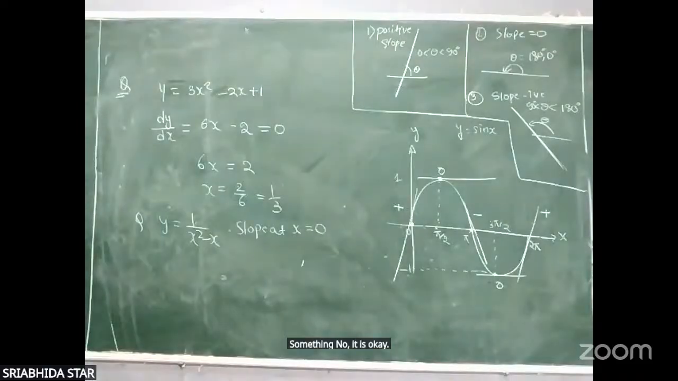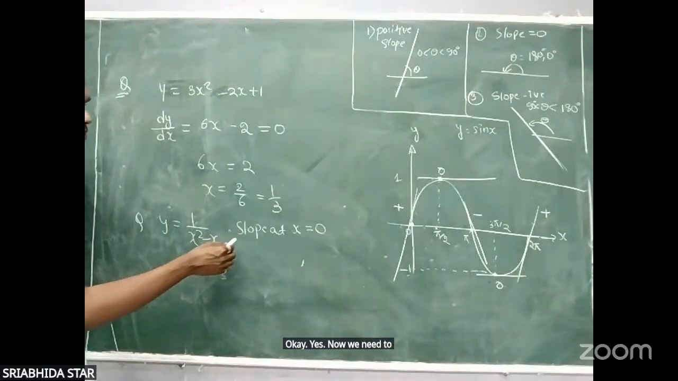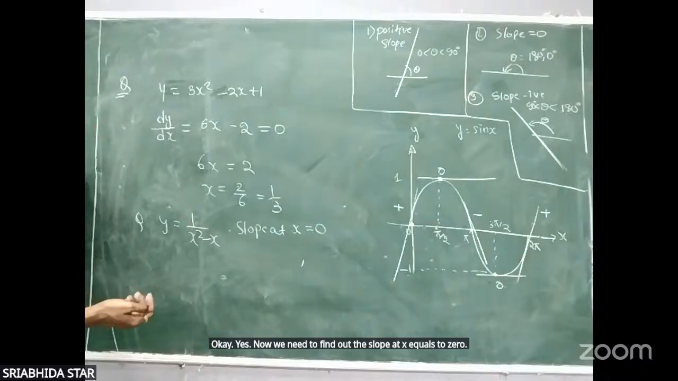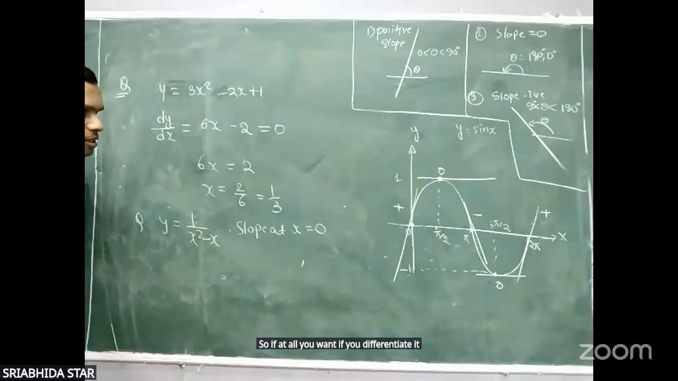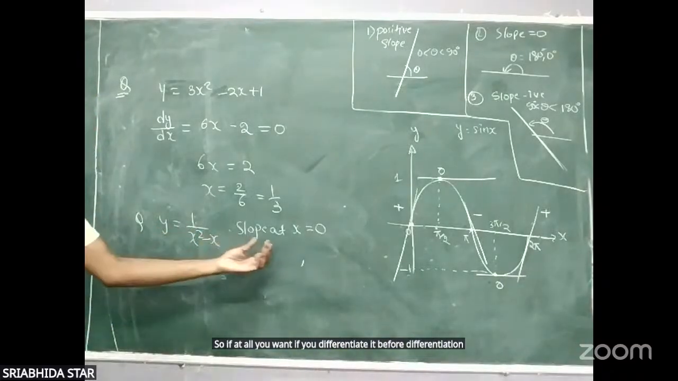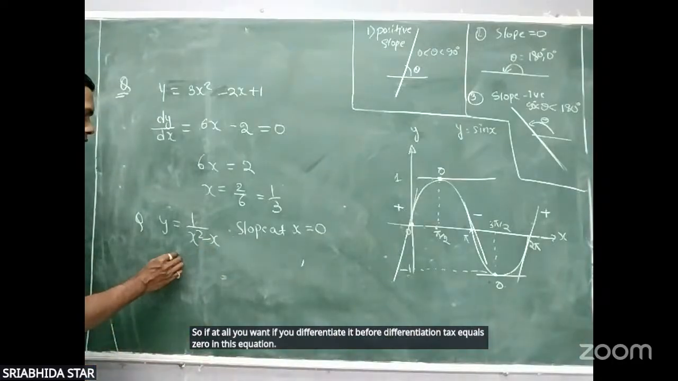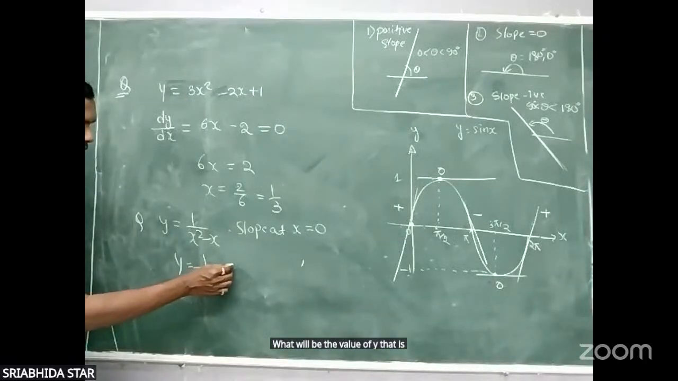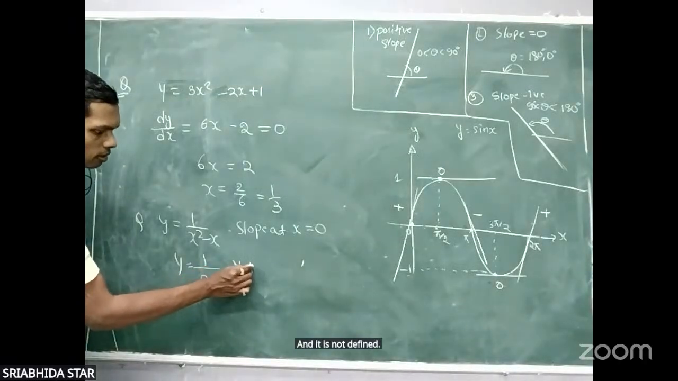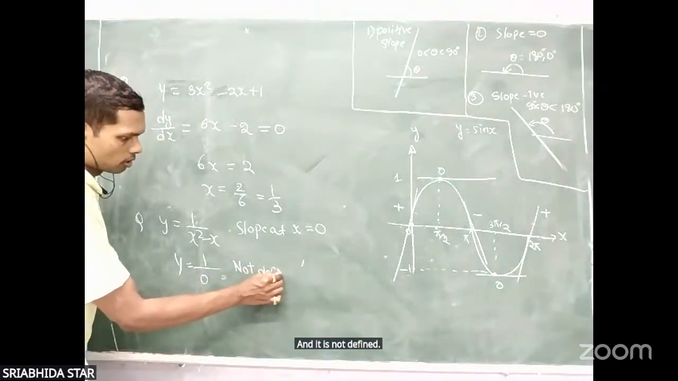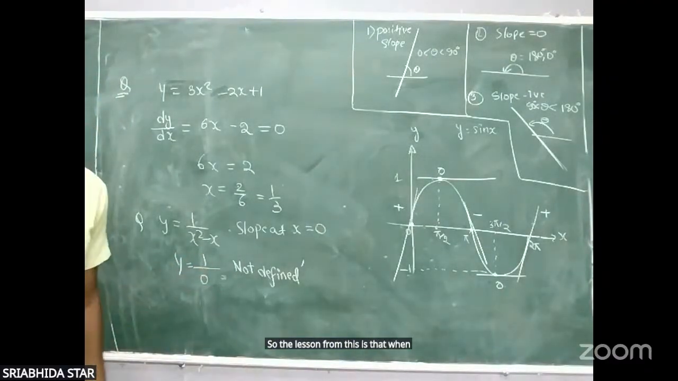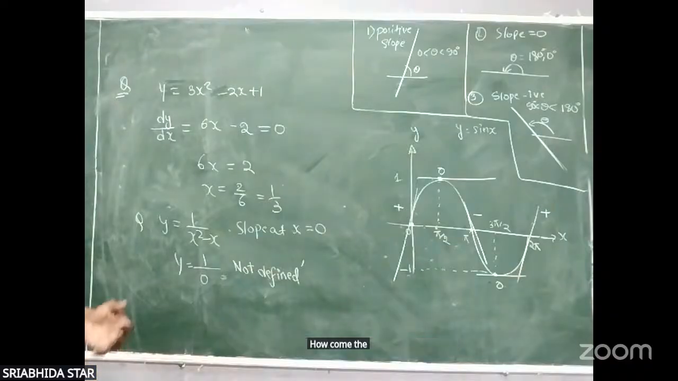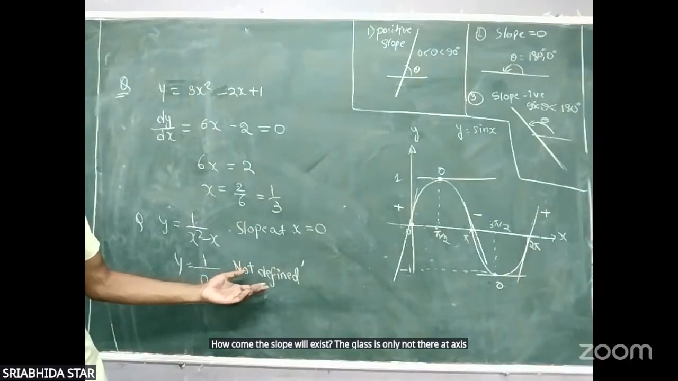Okay. Yes. Now we need to find the slope at x equals 0. If you differentiate it, before differentiation, put x equals 0 in this equation. What will be the value of y? That is 1 by 0, and it is not defined. So the lesson from this is that when a graph is not defined, how can the slope exist? The graph is not there at x equals 0. How can you find the slope?